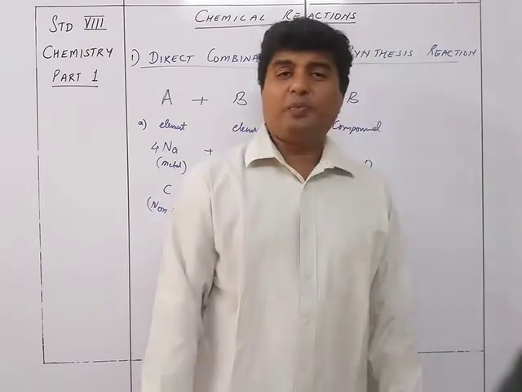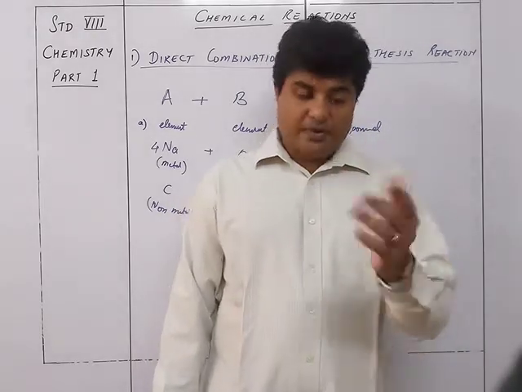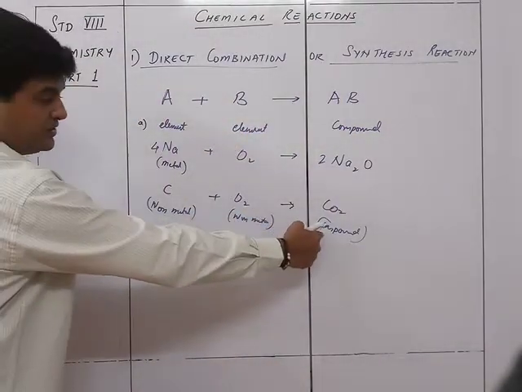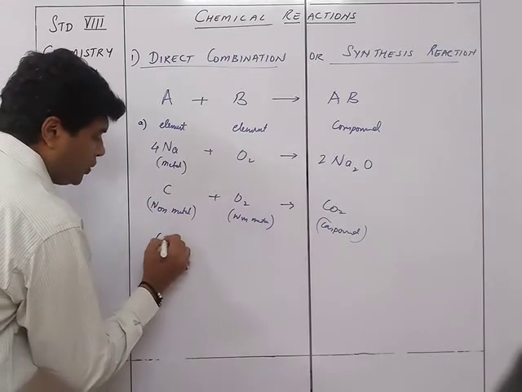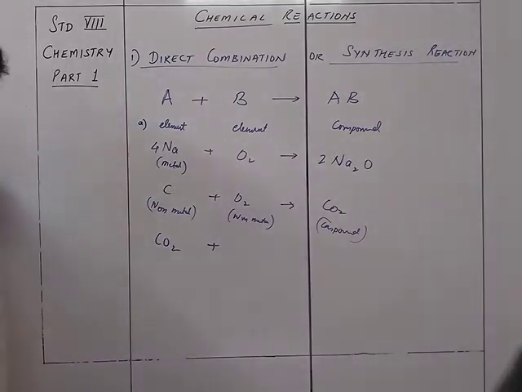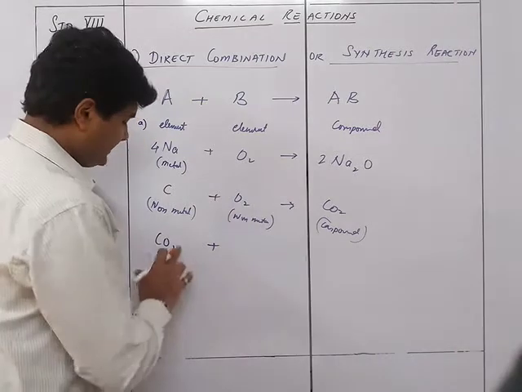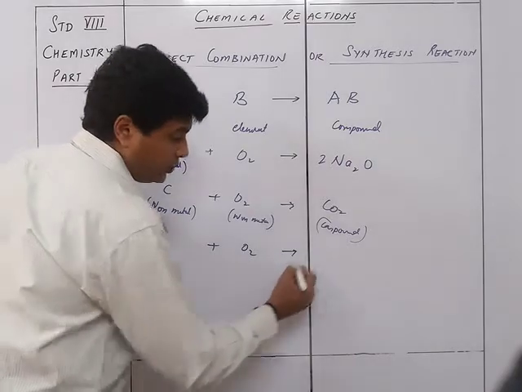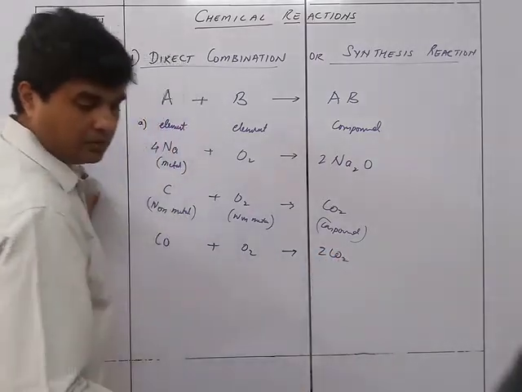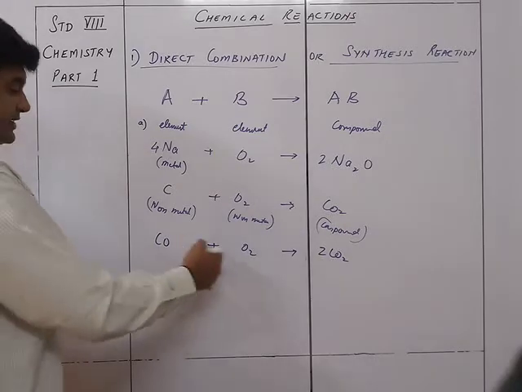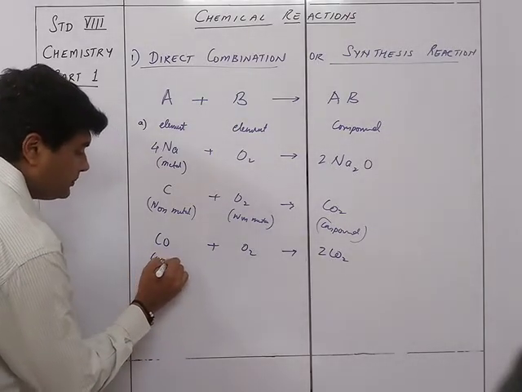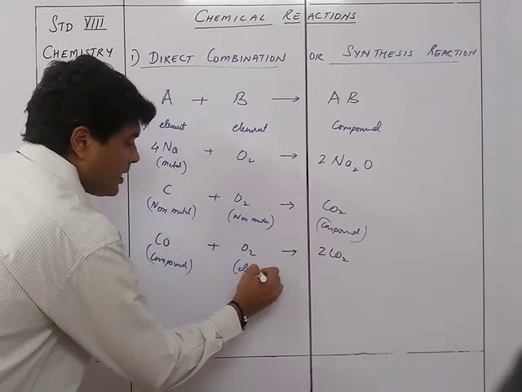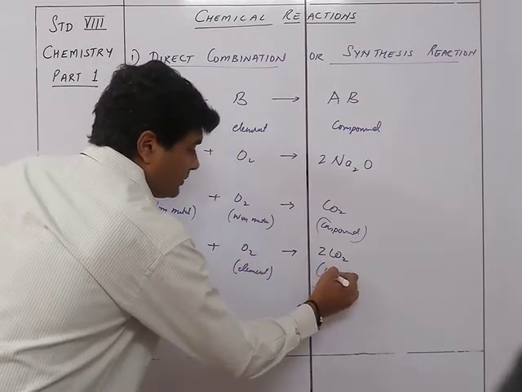The next example could be a compound reacting with the element. So there is a compound reacting with an element. Suppose we take CO reacting with O2 giving me 2CO2. So in this reaction, this is a compound, this is an element, giving you a compound.